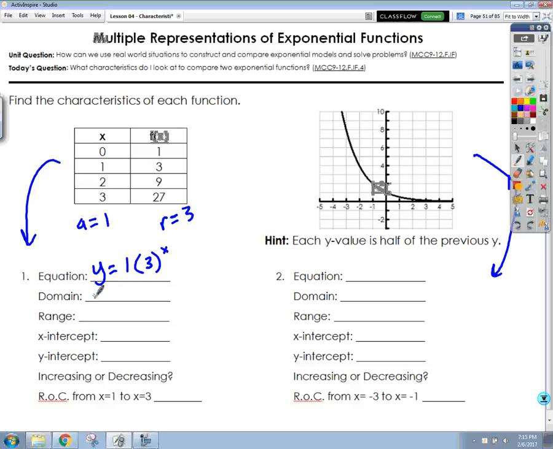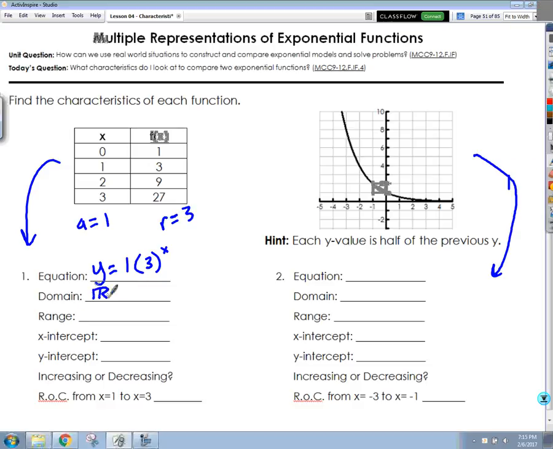All right. Remember, it's going to be all real numbers, but in this case, for what we're working with, we're going to say 0, 1, 2, and 3. Okay? Now, I say all real numbers provided this thing keeps going and going, but based on the table, we have to say this.